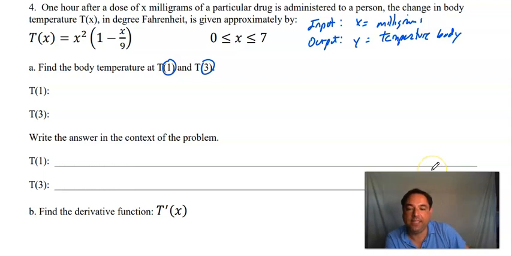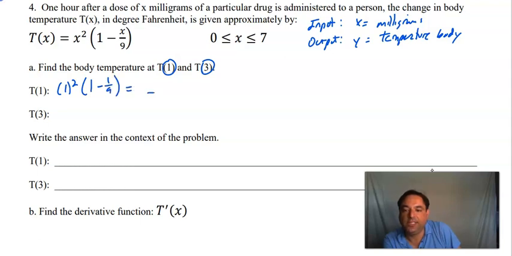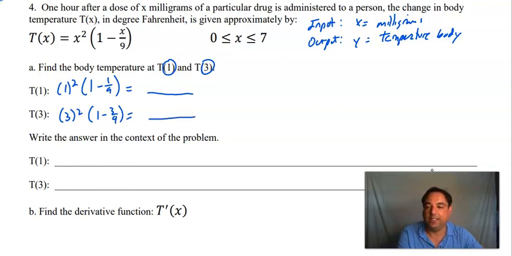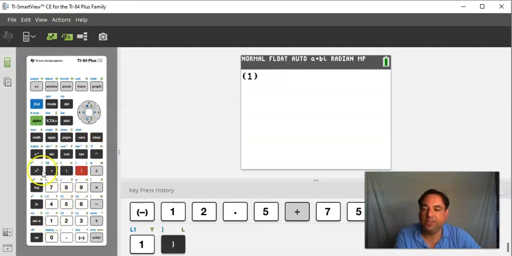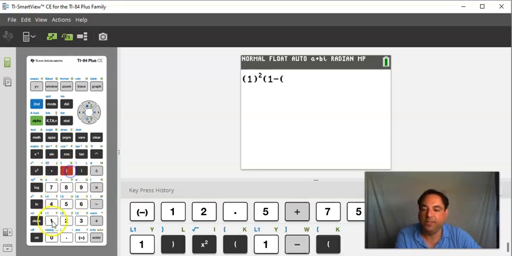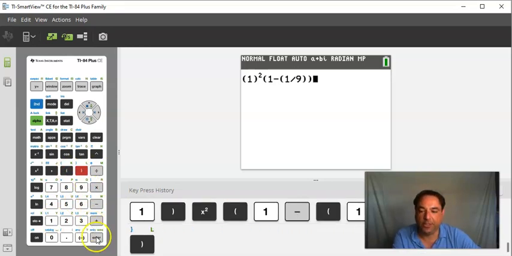So I'm going to do this by hand and in the calculator. We're going to plug 1 in for x, so 1 squared, parenthesis 1 minus 1 over 9, close parenthesis, get that answer. And then we'll plug in 3: 3 squared, parenthesis 1 minus 3 over 9. In the calculator: parenthesis 1, close parenthesis, squared, parenthesis 1 minus parenthesis 1 divided by 9, close parenthesis, close parenthesis. If you open a parenthesis, make sure you close it.